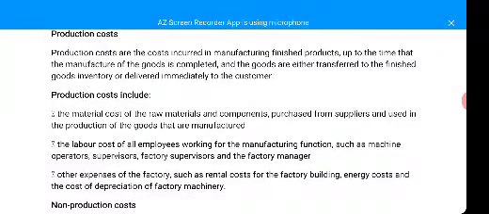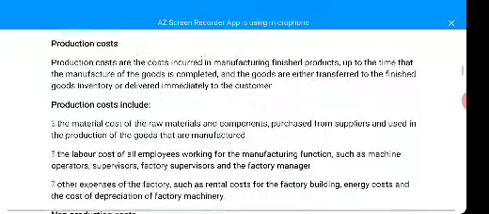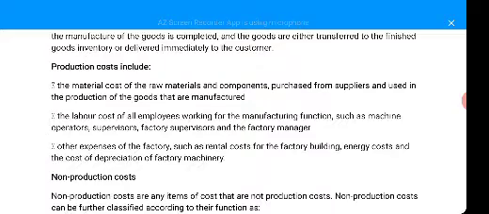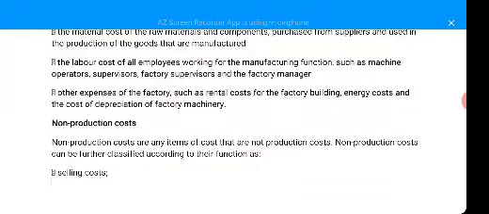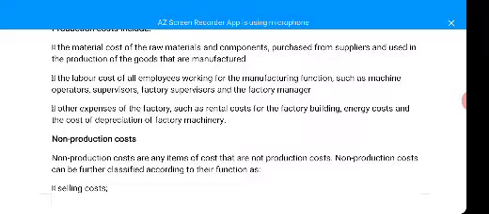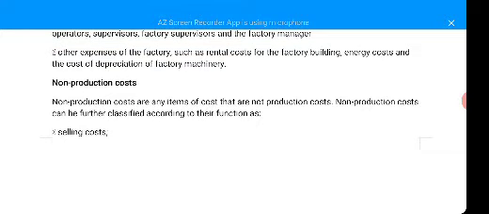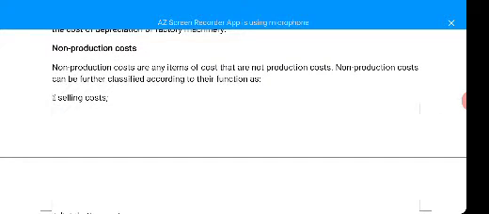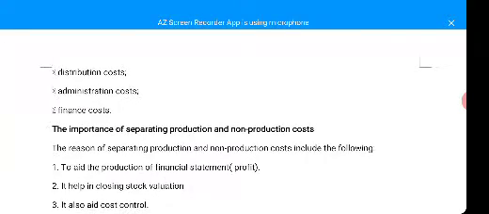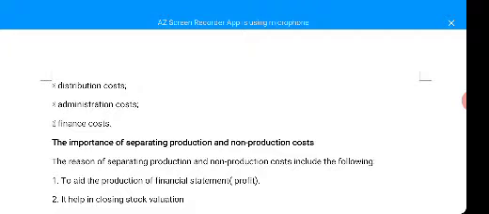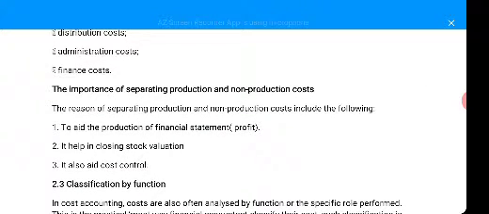Now, what costs will be included in production costs? They are the costs by nature: the cost of material, cost of labor, and other expenses. So in the production department, we incur material, labor, and other expenses. Non-production costs are any items of cost that are not production cost related. Non-production costs can be further classified according to their function. So we have the selling cost, incurred by the selling, marketing and sales department, and distribution costs also incurred by the sales department. Admin costs and finance costs are other non-production costs.